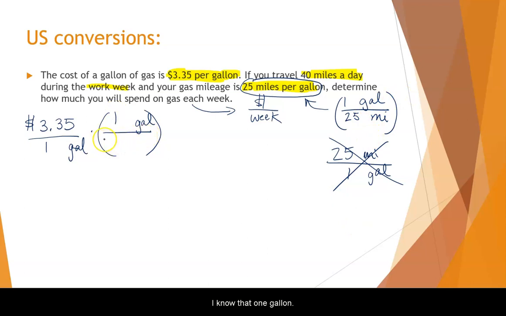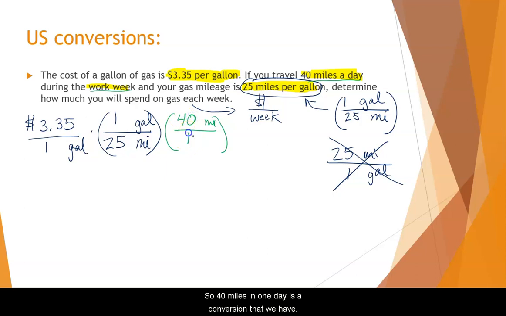So I know that 1 gallon will get us 25 miles. I still don't want to end up with mileage, and so I want another conversion, another form of 1, where miles is going to cancel out, simplify out. I know that 40 miles a day during the work week. So 40 miles in 1 day is a conversion that we have. I already know that gallon and gallon simplify out. Here we're going to have miles and miles simplify out, but I'm still not at weeks.